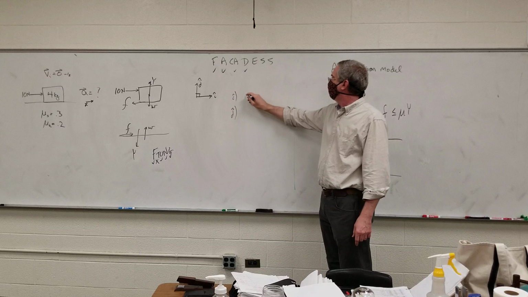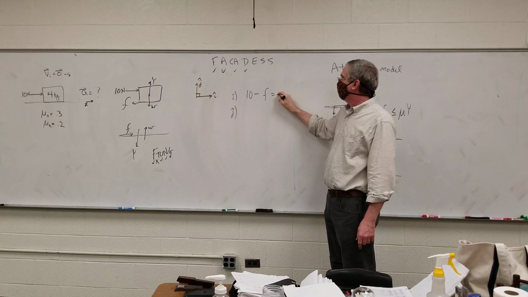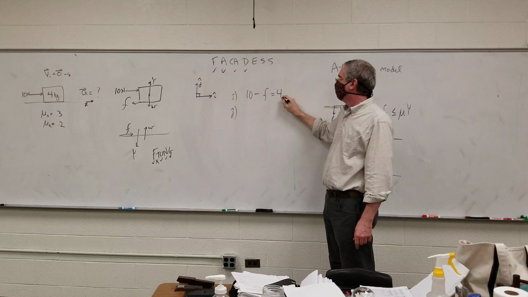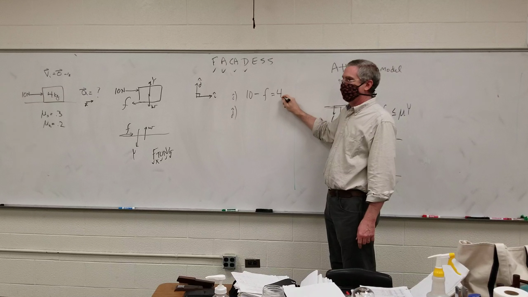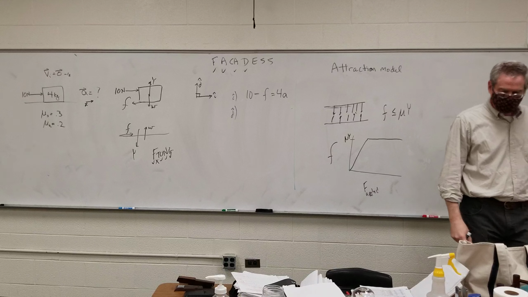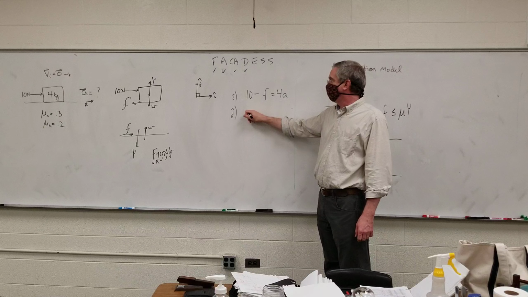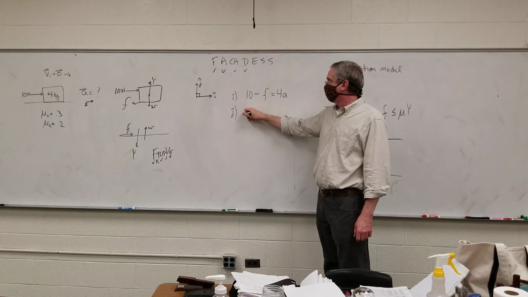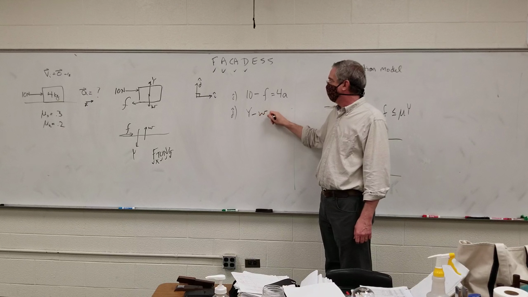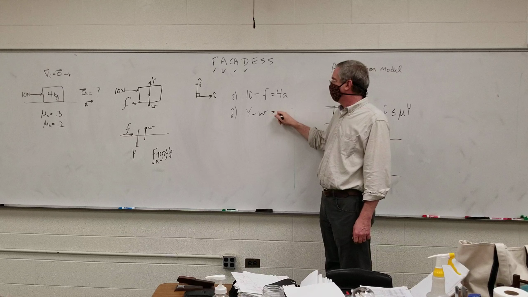Should be 10 newtons minus friction equals 4 kilograms times its acceleration, which we don't know. Please don't put 9.8 there. And the other one should be normal minus 4 equals 4 times negative 9.8.